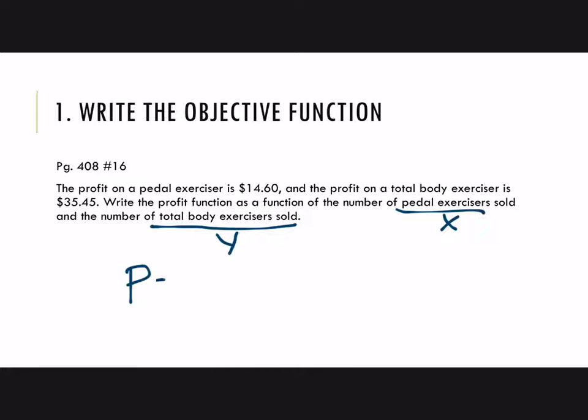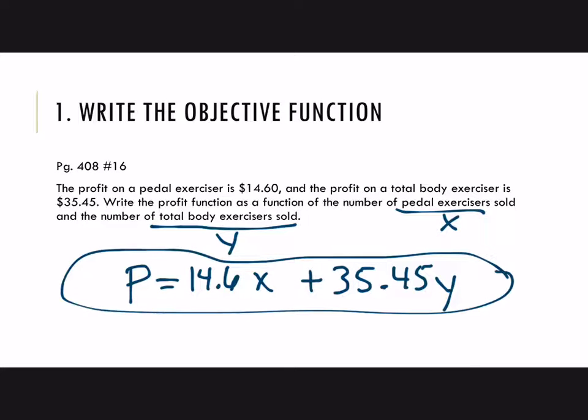And then I want to know what the profit is, so I have a piece of profit that comes from the pedal exercisers and another piece, a certain dollar amount, that comes from the total body exercisers. So then I just need to go back and fill in the profits for each. So it's $14.60, and you can even leave the zero off if you like, $14.60 per pedal exerciser, and $35.45 for each total body exerciser. And that's it.